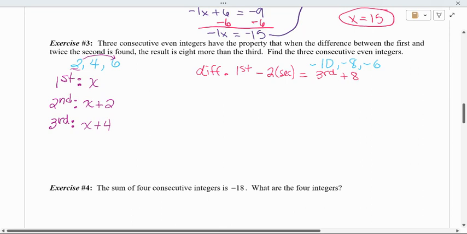So now I'm just going to plug in those expressions. So what is my first integer? X minus 2 times, what is my second integer? It's x plus 2, right?